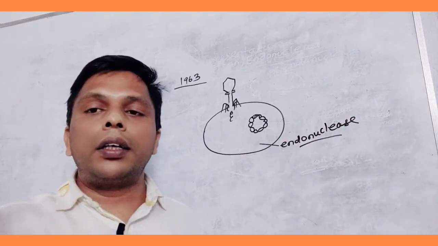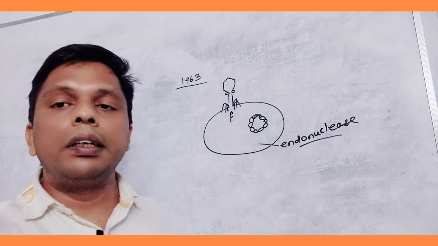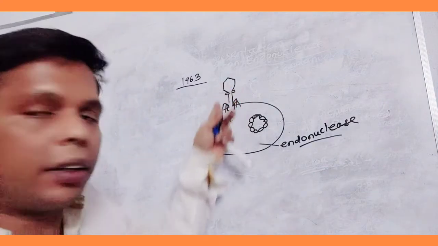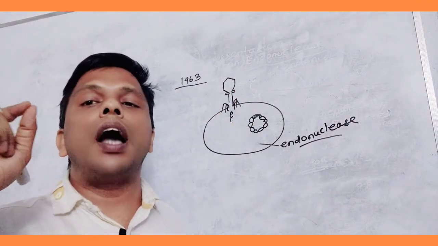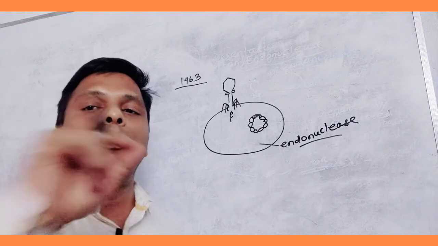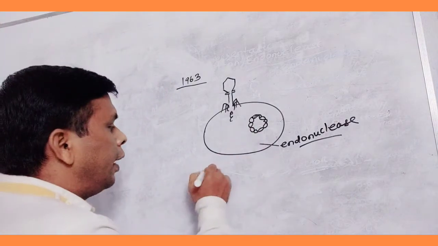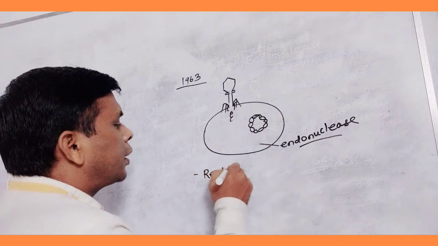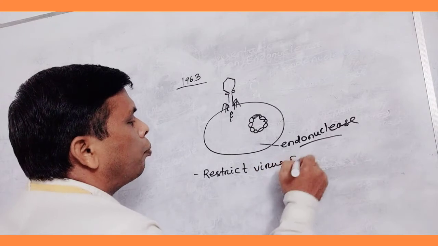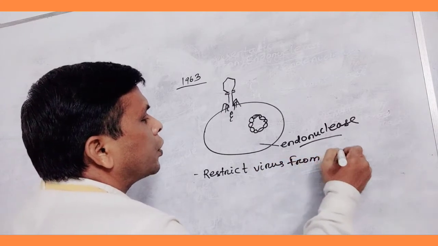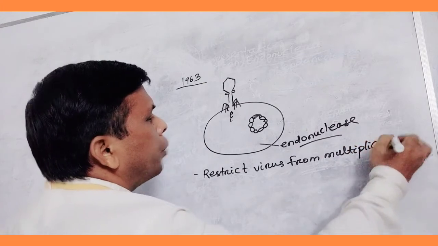The word restriction is given before endonuclease because they restrict the multiplication of virus. Is it not? The viruses are prevented from multiplying inside the bacterial cell. So they restrict virus from multiplication. So the word restriction is given.